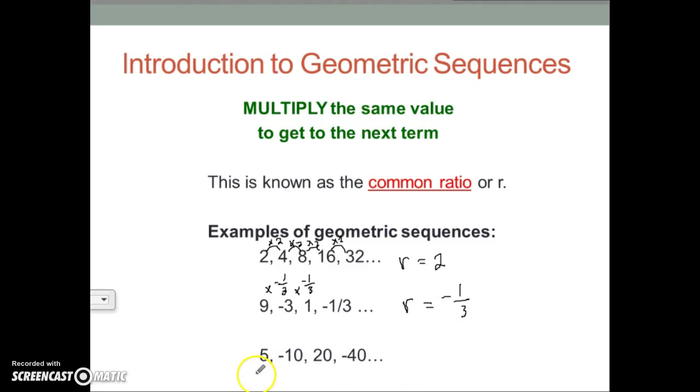And our last sequence, 5, -10, 20, and -40. I again see this alternating positive, negative pattern, so I know that in my common ratio, I'm multiplying by a negative number, and then 5 to -10, well that's times a -2. -10 to 20, also multiplying by a -2, and 20 to -40, multiplying by a -2. So the common ratio with this last sequence is -2. We are multiplying by a -2.